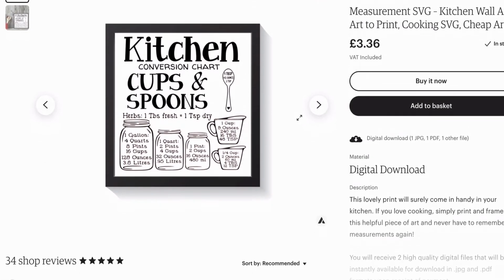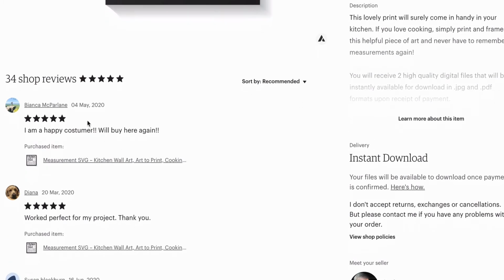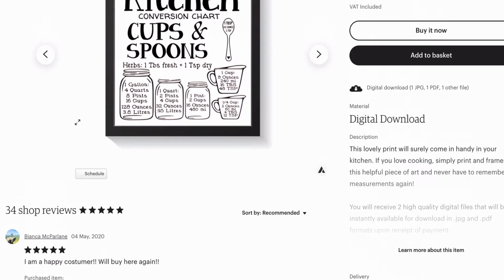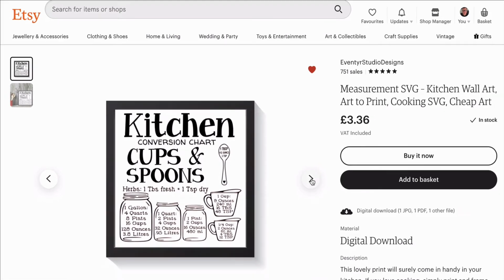I don't know how many sales exactly this product has had, but we can see on the 4th of May that they sold one of these measurement SVG kitchen wall art files. So that's the first product that I have uncovered.